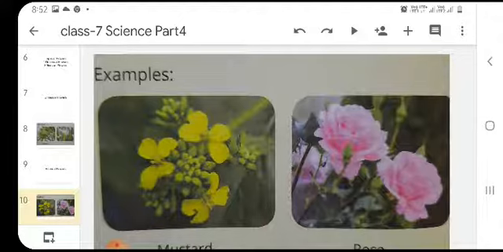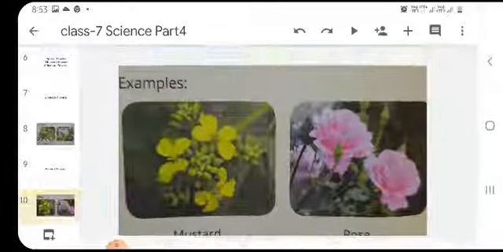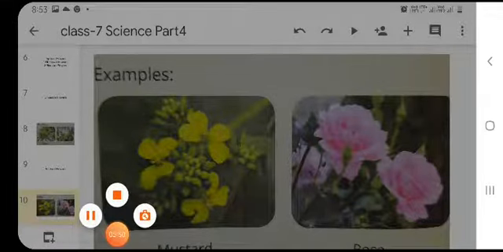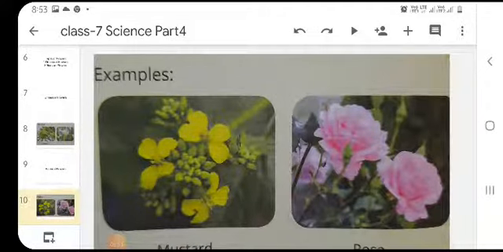There are two types of flowers that you have learned, unisexual flowers and bisexual flowers. Dear students, revise this whole concept, make a note, and soon I will send you the exercises of this chapter.